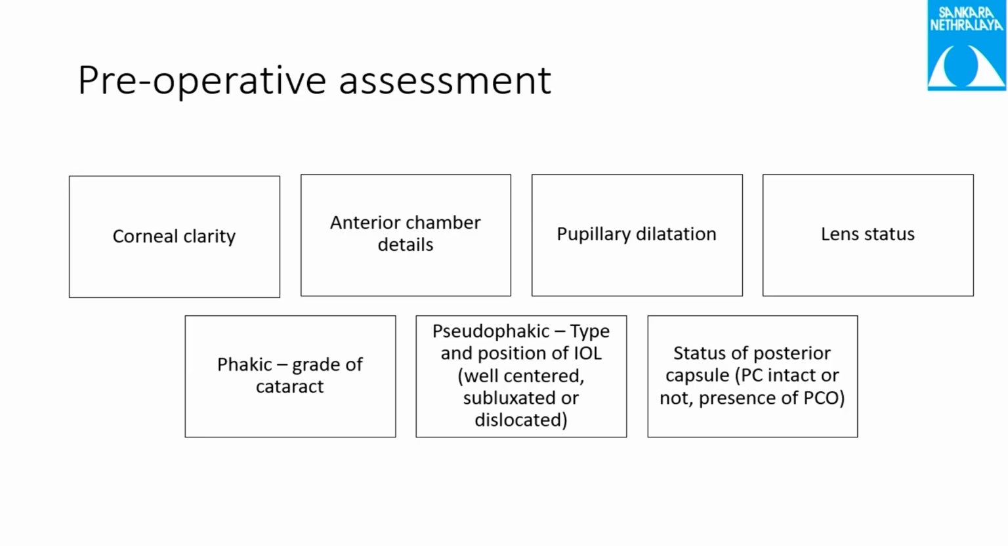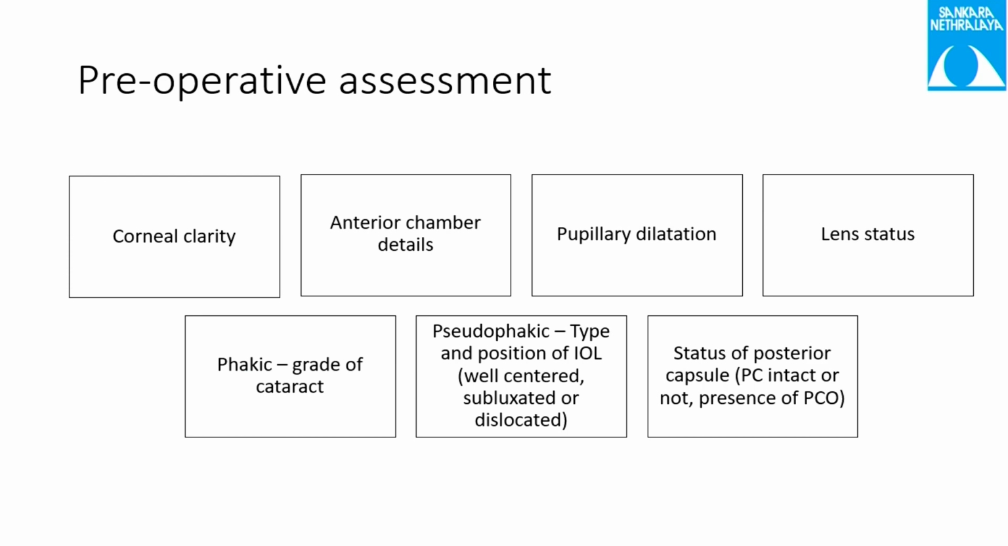And always examine the anterior chamber details. Look for any pre-existing fibrin or any abnormalities, or any new vascularization of the iris, so that we can expect it intraoperatively. If there is new vascularization, one may try to avoid meddling with the iris, so that we can prevent intraoperative or postoperative hyphema. And always look at whether the pupil is dilating properly or not preoperatively.